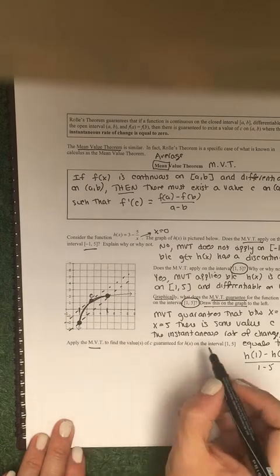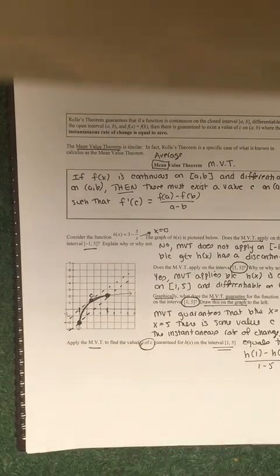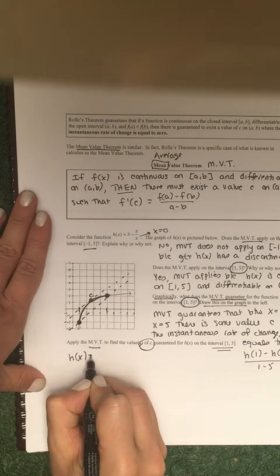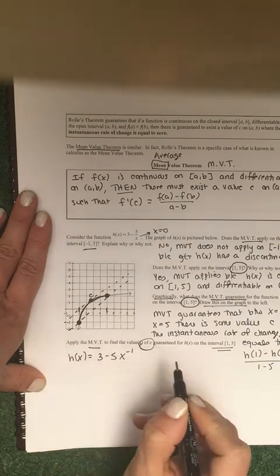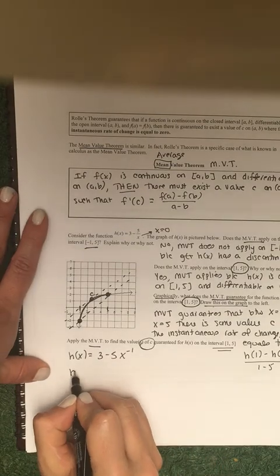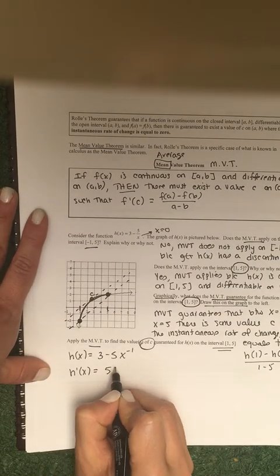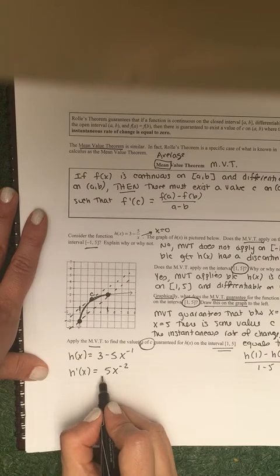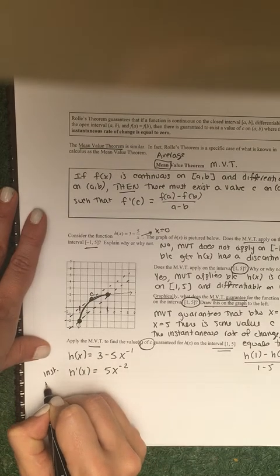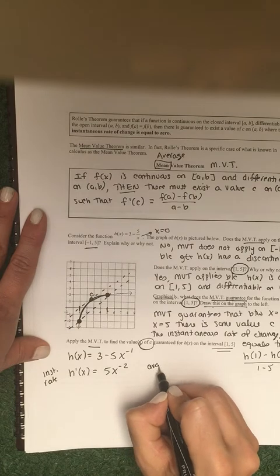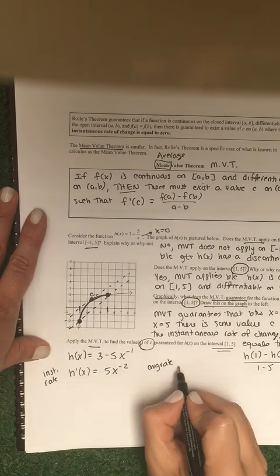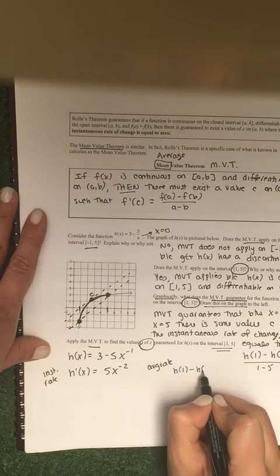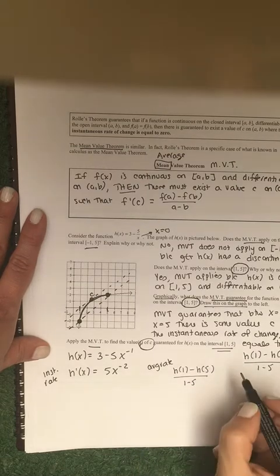So let's use the mean value theorem to find the values of c on this interval 1 to 5. We already checked the conditions, so we can go ahead and use it. We know that h of x is equal to 3 minus 5 x to the negative 1. And we can find the derivative of that using nothing more than power rule, 5x to the negative 2. And the mean value theorem says that h prime of x, the instantaneous rate of change, is going to be equal to the average rate. So we should find the average rate of change.